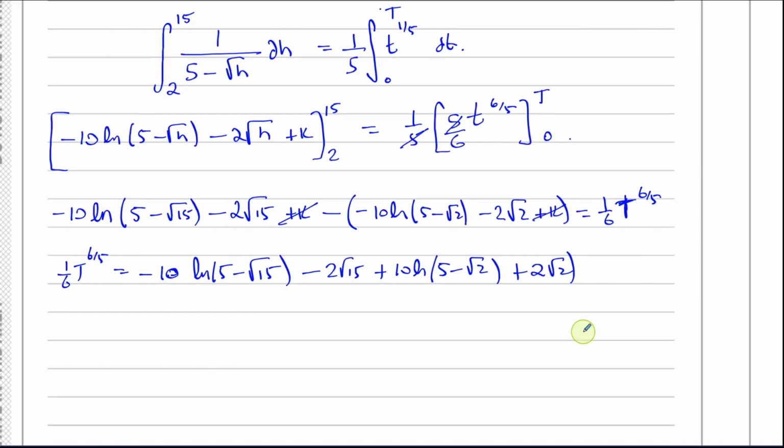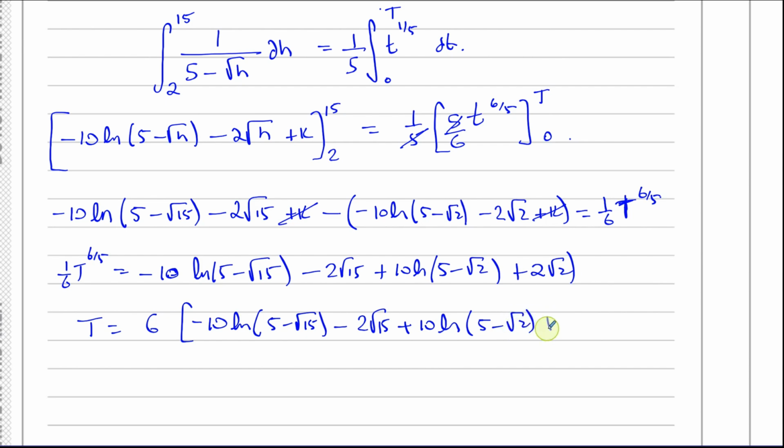Okay, so what I'm going to do is I'm just going to stick this all in my calculator. I'll say t equals 6 times all of this: ln 5 minus root 15 minus 2 root 15, plus 10 times ln of 5 minus root 2 plus 2 root 2. All of that. That didn't need a bracket there, I don't know why I put it there. But here I do need it because it's this big bracket here.